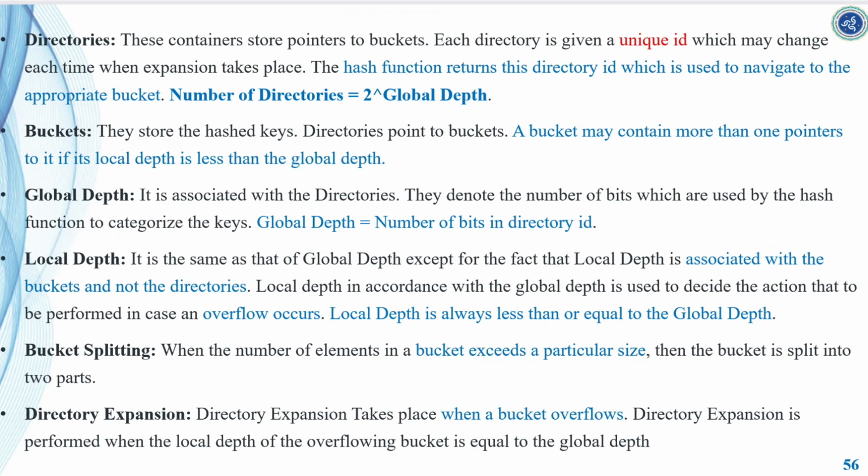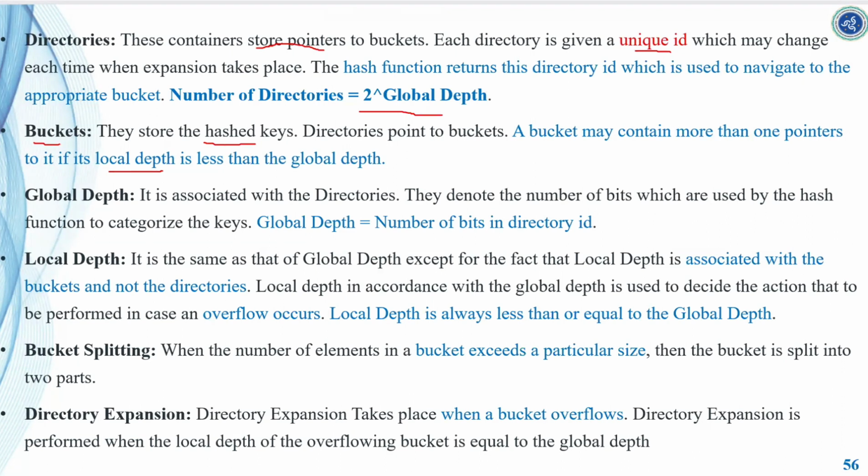What is a directory? In order to store the pointers to the buckets, a unique ID is given, and this ID will change when an expansion takes place. The number of entries in the directory is given by 2 raised to global depth. And what are buckets? Buckets are used to store the hashed keys, and the directories point to the buckets. The buckets may contain more than one pointer based upon the local depth. And the condition is that the local depth should always be less than or equal to the global depth. It will never be greater than the global depth.